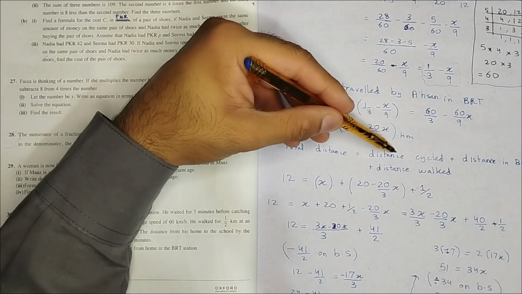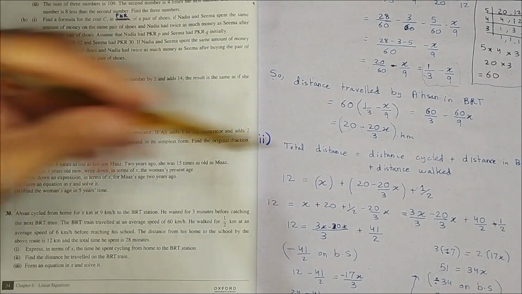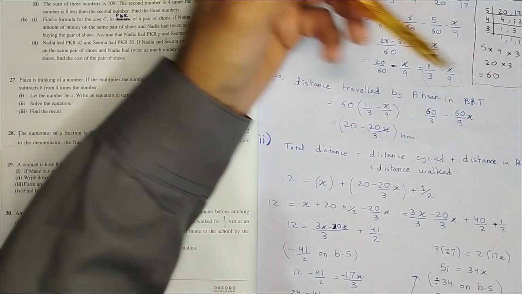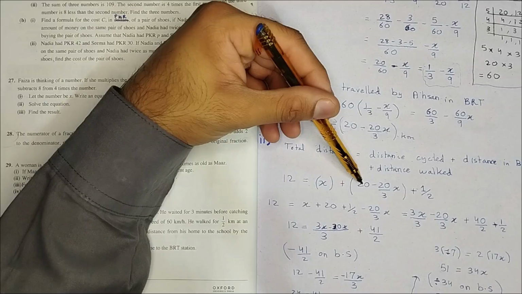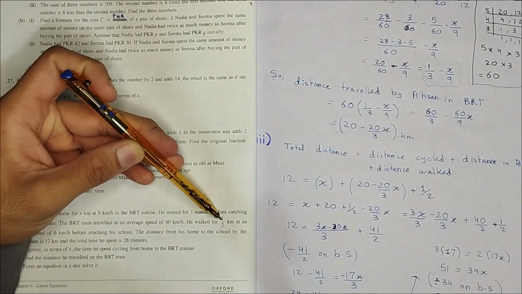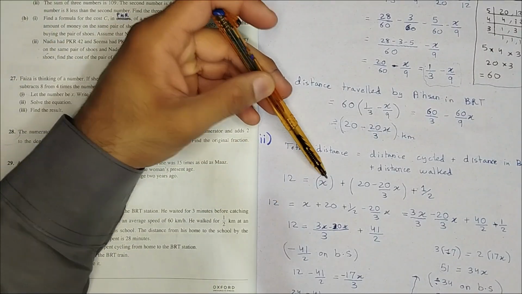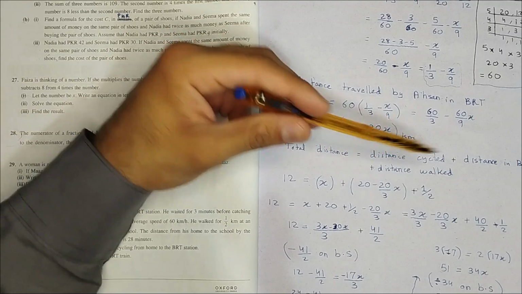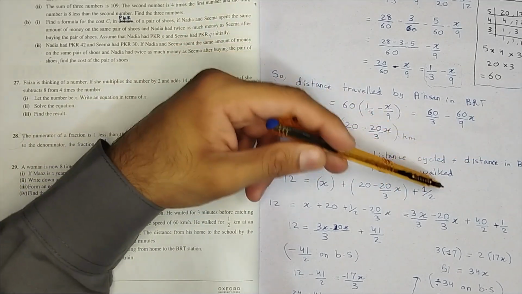Do we know the distance that he cycled? Yeah, it's given in the question, it's x. Do we know the distance that he traveled in the BRT? Yes, we know that. We just found it in the second part. I just put a value here. The distance that he walked is also given in the question, 1 by 2 kilometers. All I need to do is put in the values: x plus the distance in the BRT plus the distance walked, which was 1 by 2 kilometers.